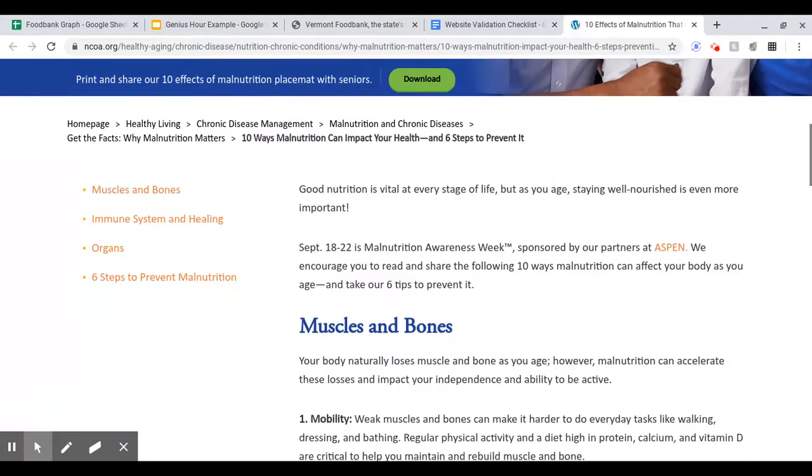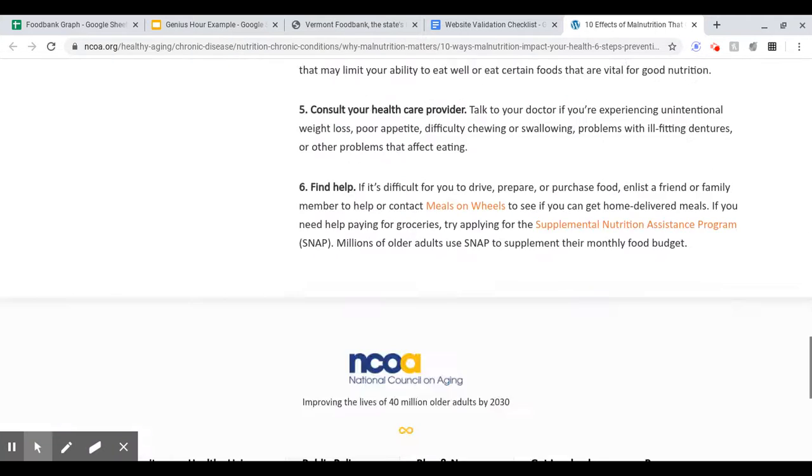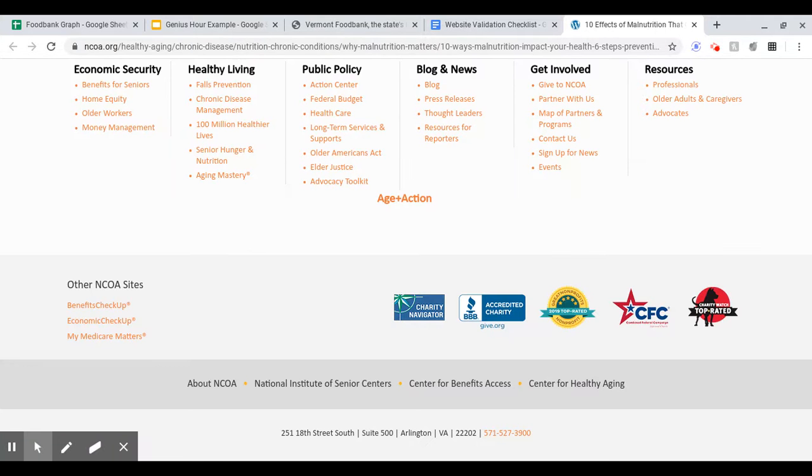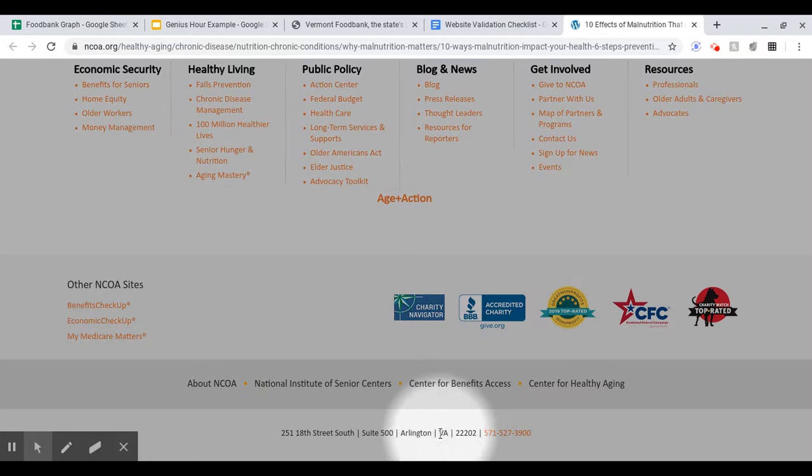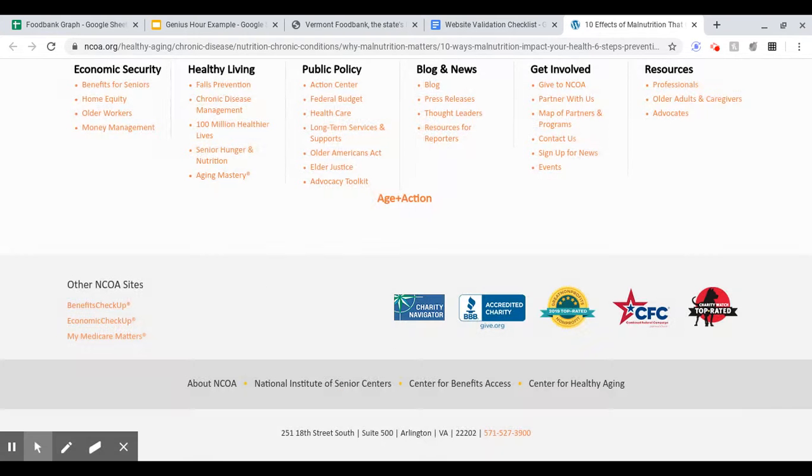The other thing that I did before I read this is I scrolled to the bottom. The bottom of websites provide a lot of information as well. I can see where they're registered, that they have a physical address and a phone number, which is usually a very good sign. And I also see that they've put some badges and certificates that they've earned for being a top rated charity, which also makes me trust the information they're providing a little bit more than if it was just kind of a basic website with not a lot.